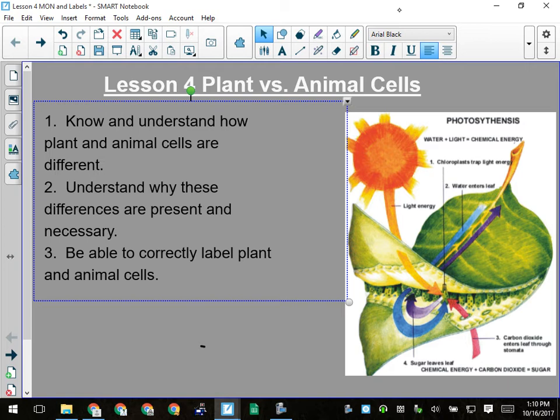All right, so key points for today. Know and understand how plant and animal cells are different. Okay, there are a few key differences and we need to know what they are. Understand why those differences are present and necessary. Like we said, they mostly have to do with how they get their energy. And thirdly, be able to correctly label plant and animal cells. So, not tomorrow, but Thursday, you will have a quiz and it will be, here's a diagram of a cell. Name and give the functions of whatever parts of it I put arrows to.